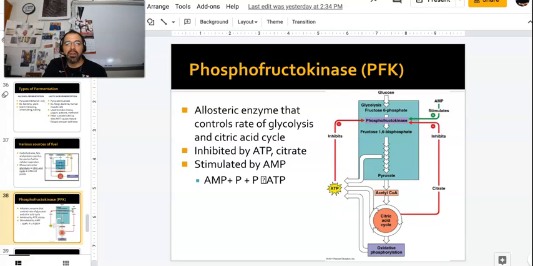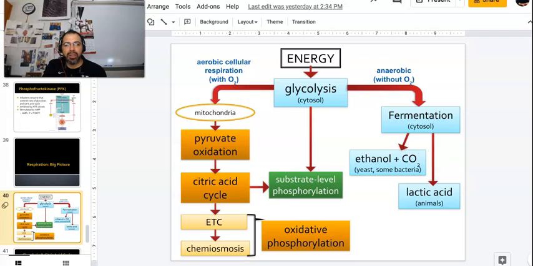So phosphofructokinase, PFK, is an allosteric enzyme that will control the rate of glycolysis, and we talked about this in class. What PFK does is it's the enzyme controlling the rate of glycolysis, but it's inhibited by ATP. So if you produce too much ATP, it's going to shut off that process. And so the big picture, there you go.